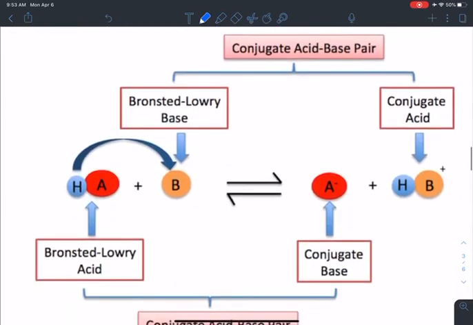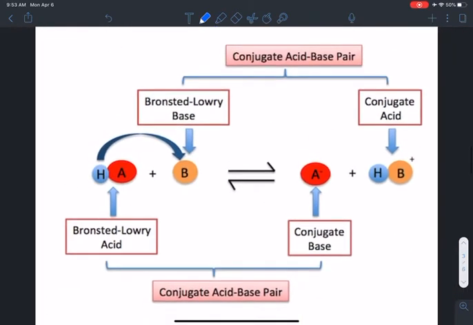So what are we going to do with this? What do we do with acid-base chemistry? The first thing we're going to do is learn about acid-base reactions. So this is an example of an acid-base reaction. And we're going to diagram the reaction.